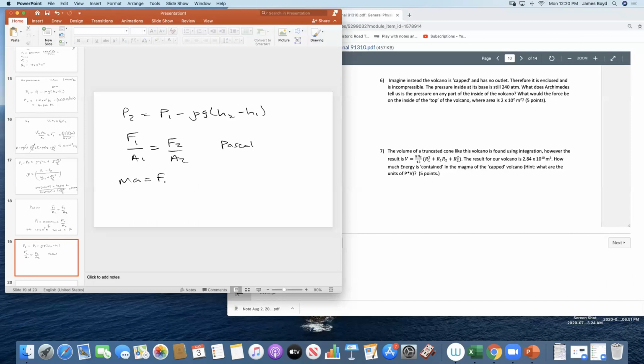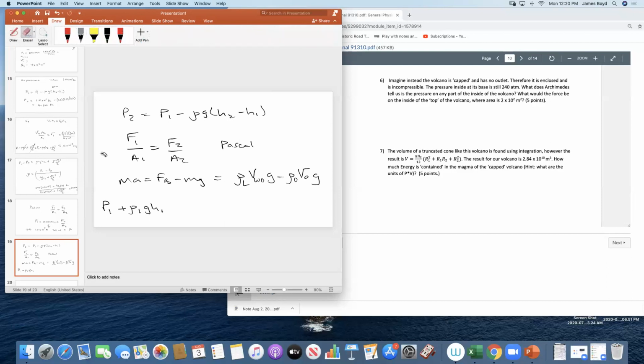You need to know that ma is the buoyant force minus mg, which is equal to the density of the liquid times the volume of the object that's in the liquid, how much volume is in the liquid, times g, minus the density of the object times the volume of the object times g. And then finally, Bernoulli's equation. I guess I don't need that one there.